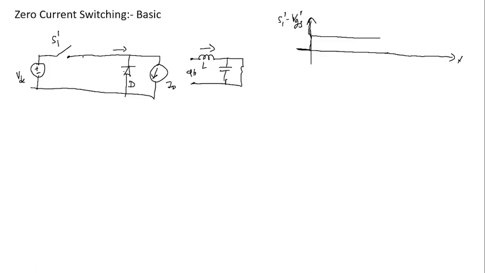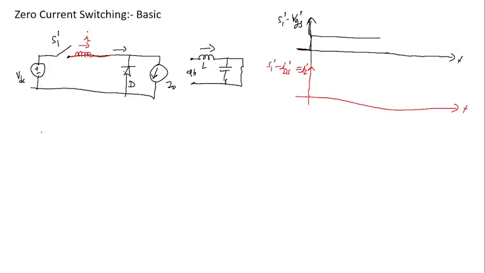So what we can do here is use one inductor. Let me redraw the circuit. So one inductor here, and this inductor will limit the current going through it. Let's say this is the current of this inductor. I am calling it IL, which is nothing but the drain to source current of the S1 prime.